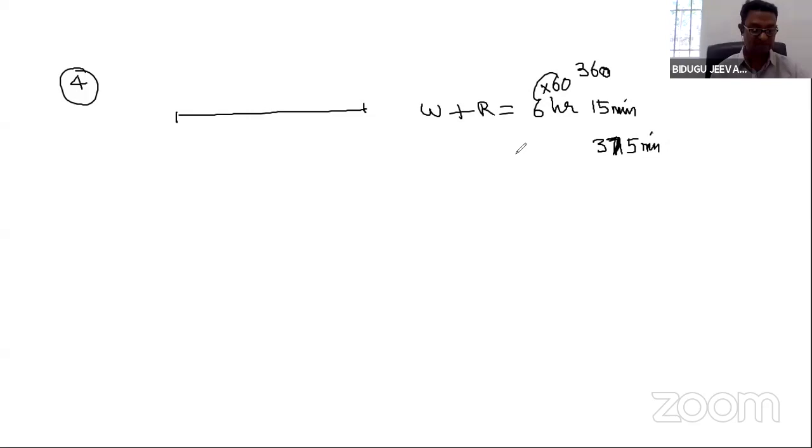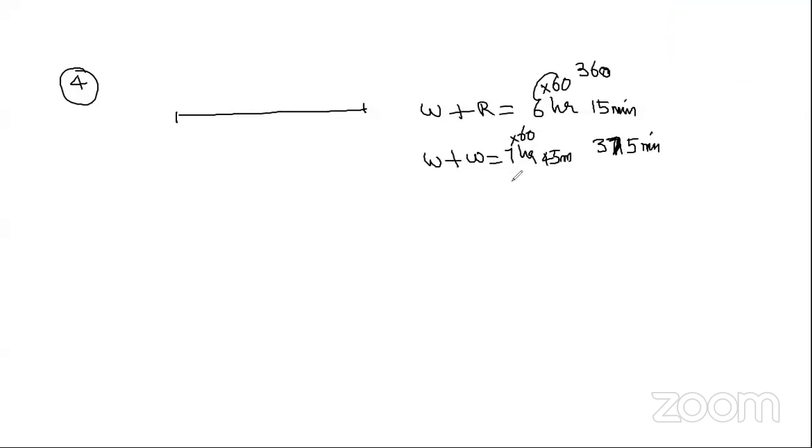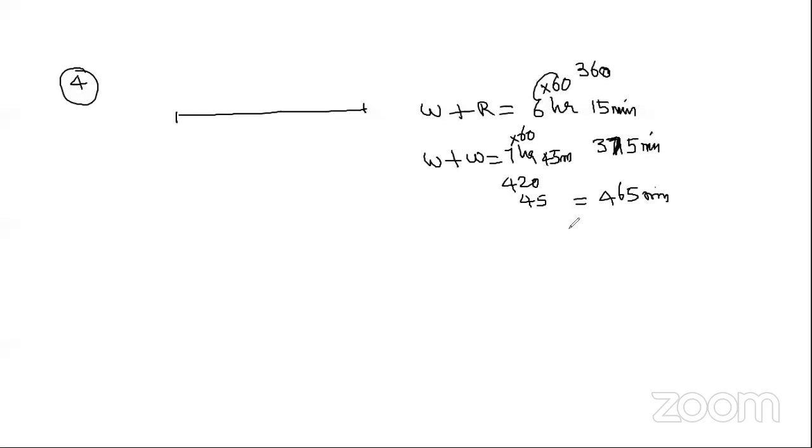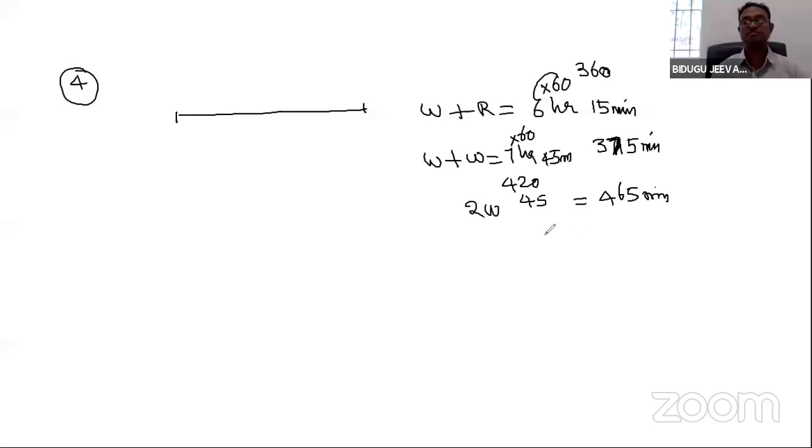While he could walk both ways in 7 hours 45 minutes. Walk plus walk, 7 hours 45 minutes. Into 60, 420, plus 45, 465. Great. It is of 2 walks. So what is one walk here? 465 by 2 is 232.5 minutes. Are you following my point?